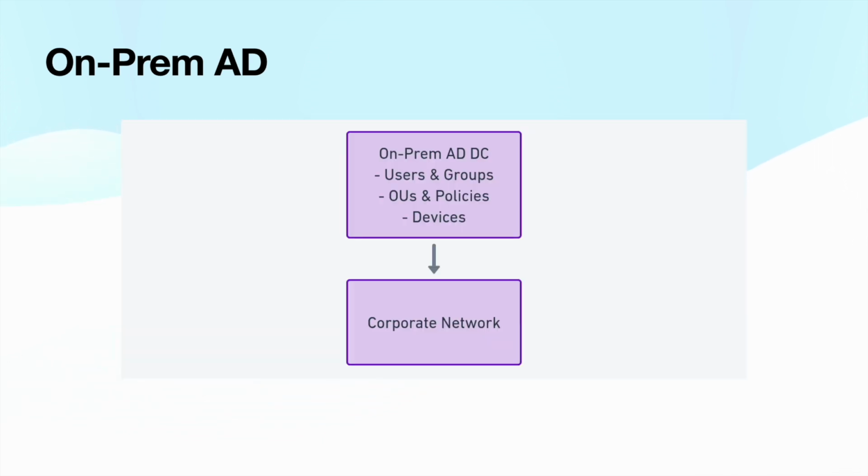Now, if you have a corporate network or a local network, we have our on-prem directory, which has the users and groups, all of your policies and organizational units, and all of your devices in your corporate network, managed by the on-prem AD, Microsoft on-prem AD. So this was all about on-prem AD, guys. I hope that is clear.